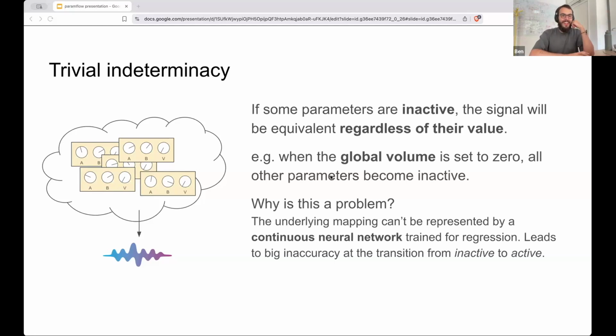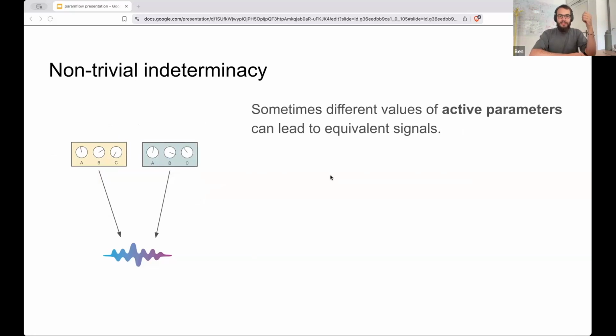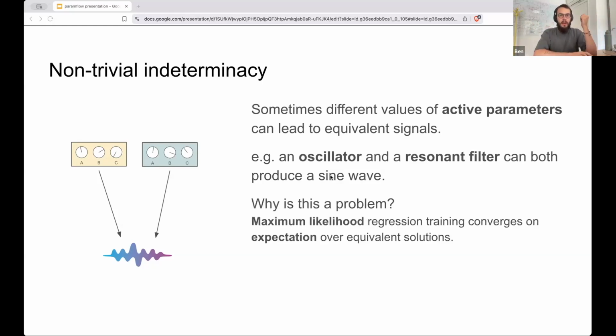Sadly, we don't have time to go into details about why, but trust me or read our paper. There is also non-trivial indeterminacy. This is when we have active parameters, parameters that do affect the signal, where multiple configurations of those parameters produce equivalent signals. So we might have an oscillator and a resonant digital filter, both being capable of producing a sine wave that can be modulated by other parts of the synthesizer. And this is a problem because when we train by maximum likelihood estimation, we converge on an expectation over these equivalent solutions. So instead of getting one or the other, we get an average over them, which is clearly wrong.